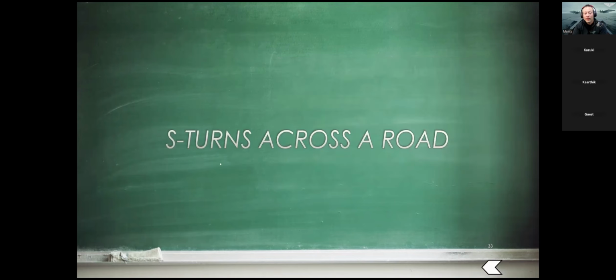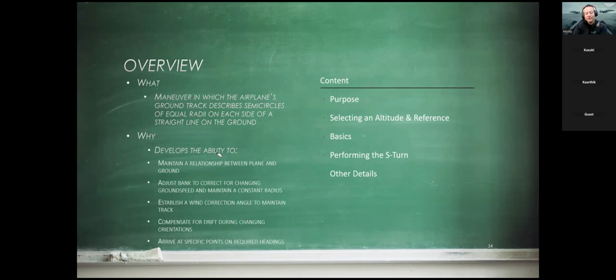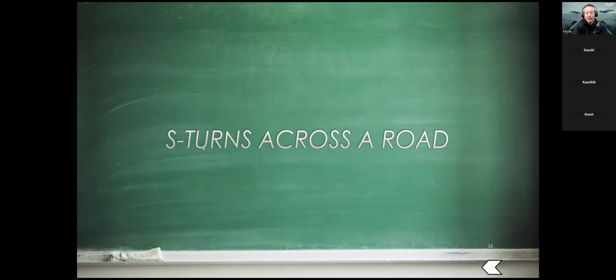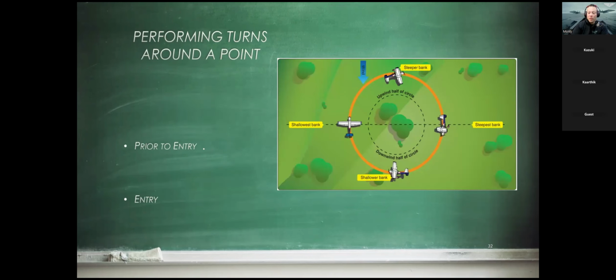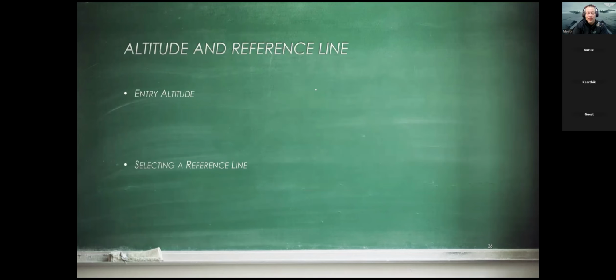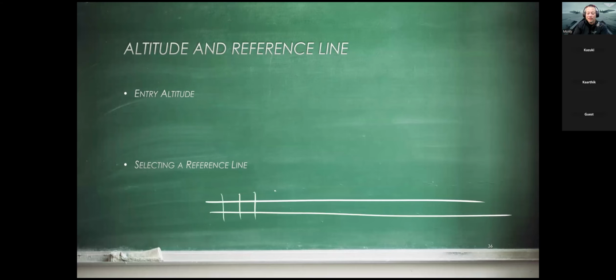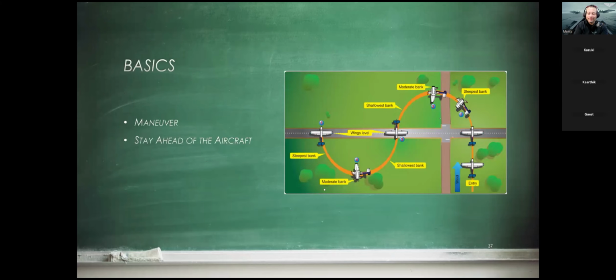Yeah. Let's talk about S turns across the road now. Very similar to the turns around a point, but now we're going to open up that circle and turn in the opposite direction. All right. Entry altitude, all that's pretty much the same. Selecting a reference line. It's going to be a line or a railroad. There's a railroad out where we practice that I like using. Basically a long line now instead of a rectangle or a point.